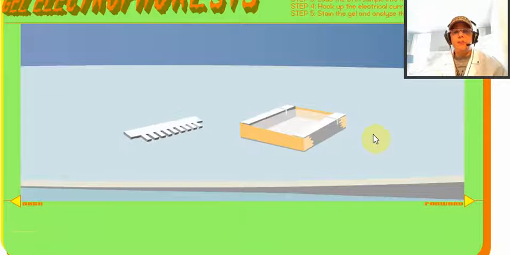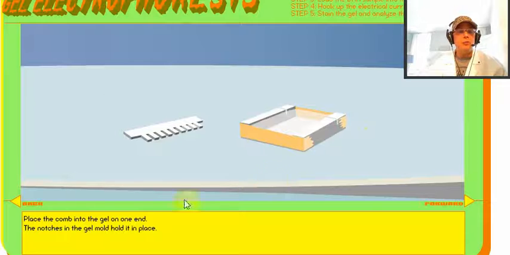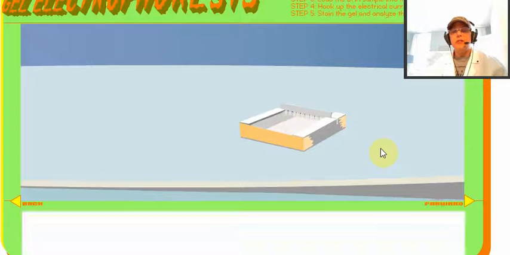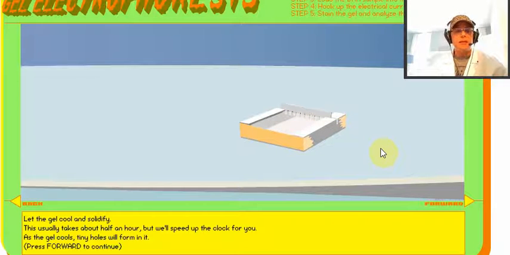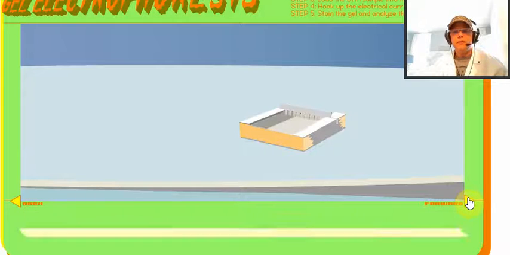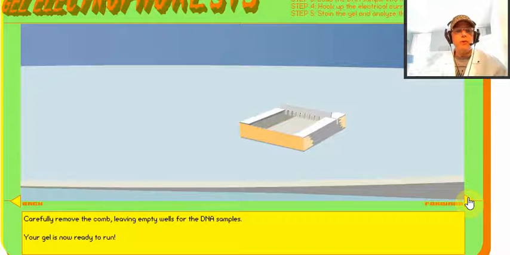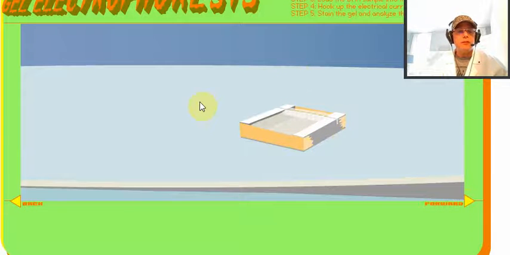Now here's where the impressions that you saw earlier come from. Place the comb into one end. The notches in the gel mold are held in place. Again, these are going to make the impressions that the DNA will be put into later. Let the gel cool and solidify. This usually takes about a half an hour, but we'll speed up the clock for you. Carefully remove the comb, leaving empty wells for the DNA samples.